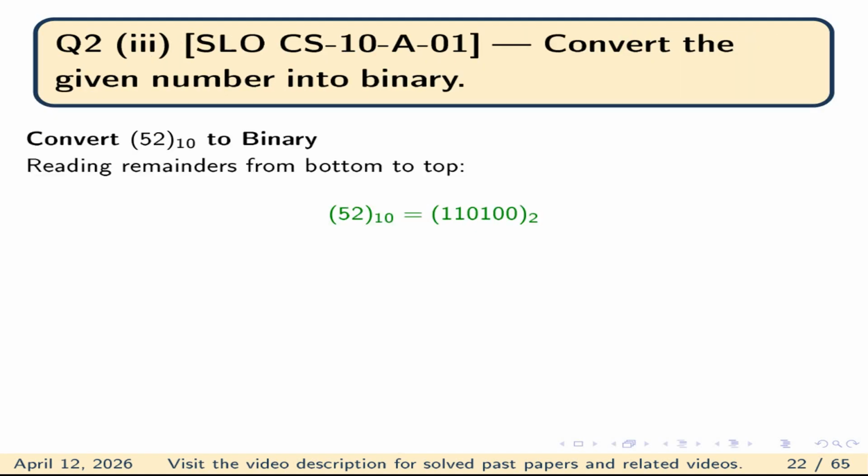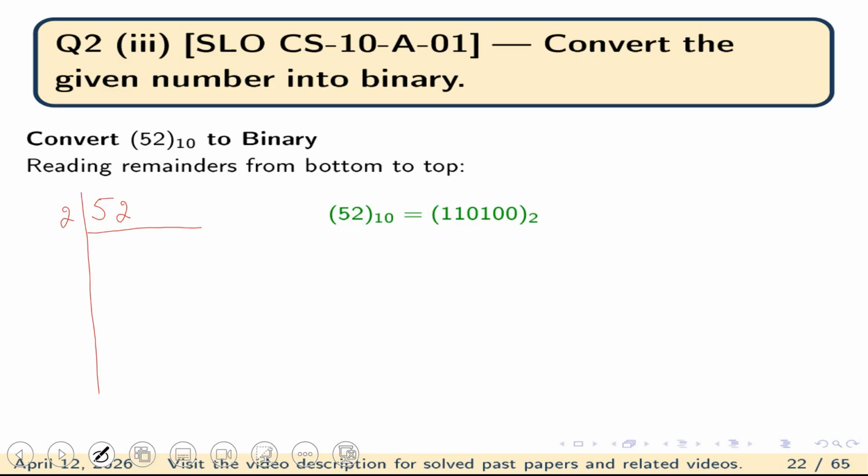Next one is question number 2, third part. Convert the given number into binary number system. 52 is in decimal, convert it into binary. What you will do, you will divide 52 by the base to which you are going to move. You are moving to the binary number system, so you divide by 2.